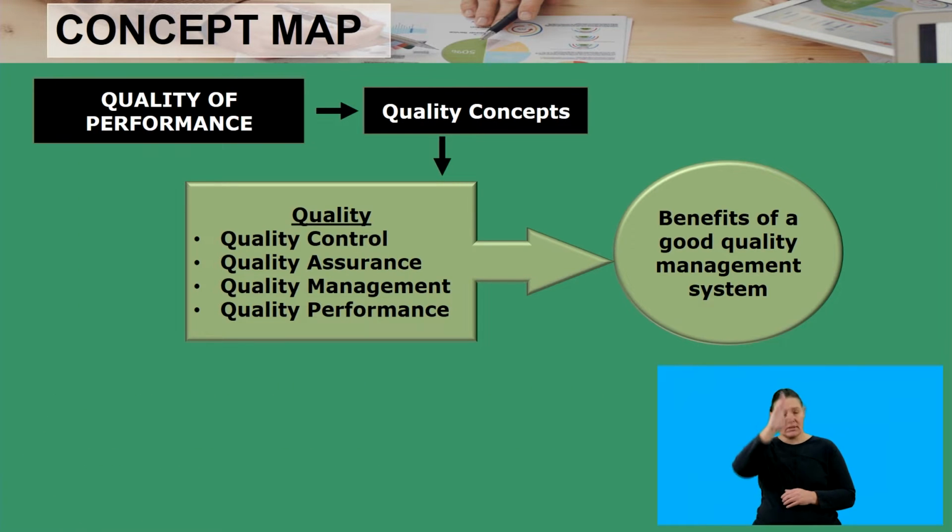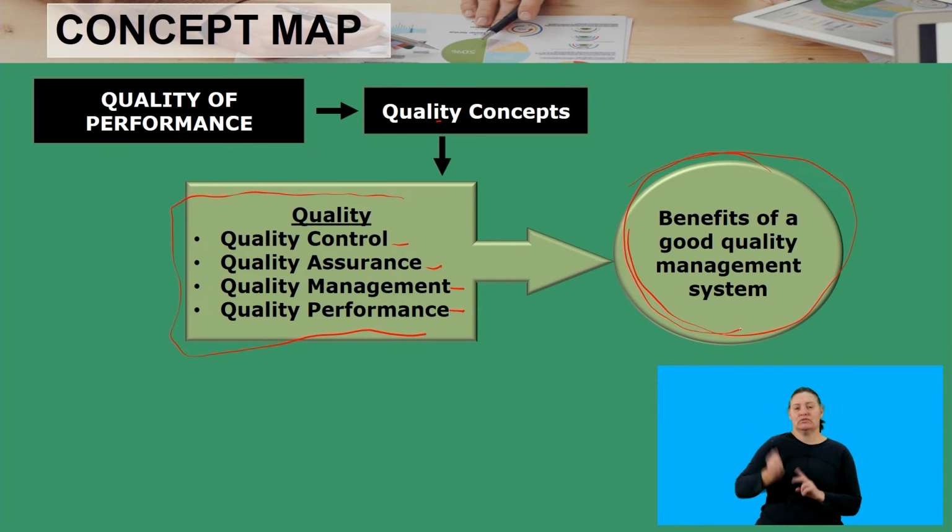Our concept map. This is how our lesson is going to be structured. We will start by looking into the quality concepts. Thereafter, we define what each quality concept means. Thereafter, we look into the benefits of a good quality management system, which is basically to say if a business implements the quality concepts, then they will achieve the state of having a good quality management system.